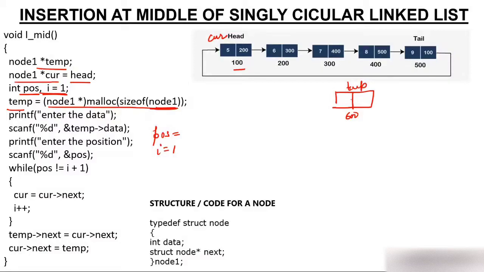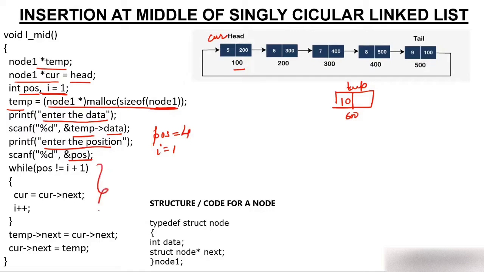Since I've created a node, I have to insert data. Again, I'm asking the user to enter the data. Suppose he has inserted 10. So temp data will have 10. Now I'm asking the user to enter the position. I had by default taken 4, but I have to ask the user to enter the position. Now suppose the user has entered 4, so position will have 4.